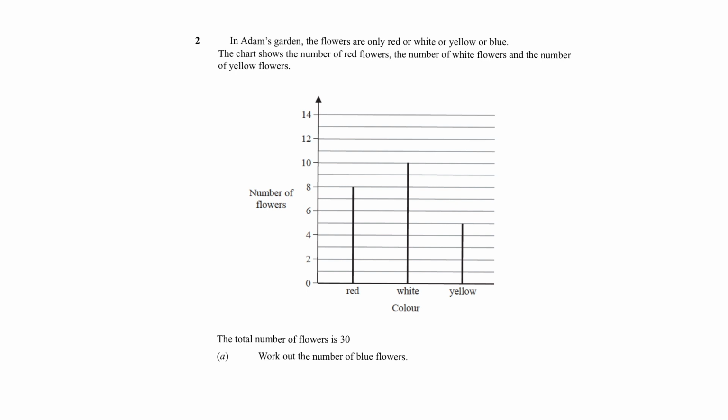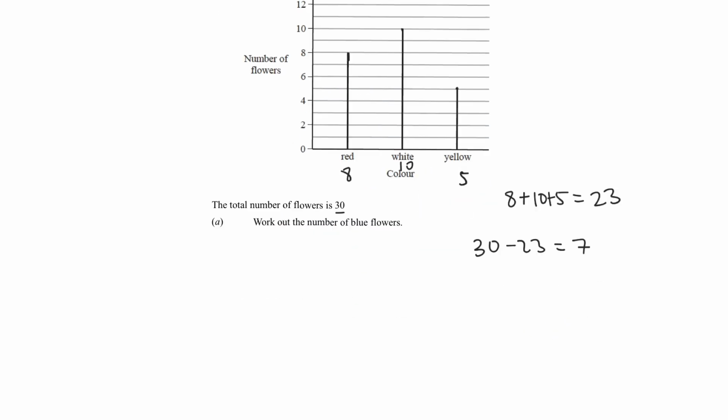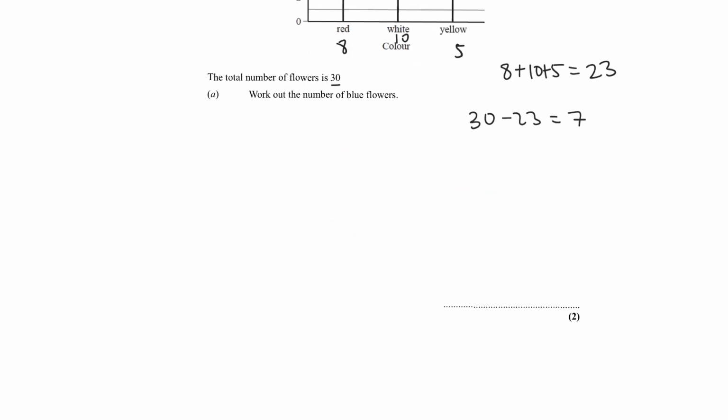There are 8 red flowers. There are 10 white flowers. There are 5 yellow flowers. So 8 plus 10 plus 5 would leave us with 23. If we've got 30 in total, then 30 minus 23 would give us the total number of blue flowers, which is 7. I should write that down here.